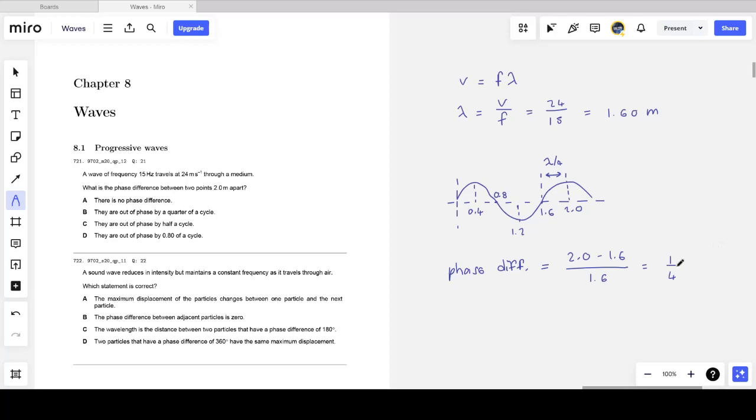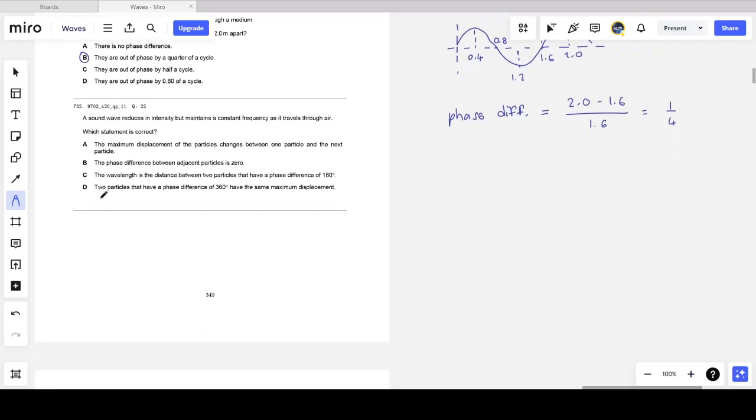So in terms of a full wavelength, it's a quarter of a wavelength out of phase, and this is option B. So always look to compare the difference in the position that we are taking into consideration and the wavelength, and calculate that as a fraction of the wavelength. And then you can calculate the phase difference in terms of π or in terms of degrees.